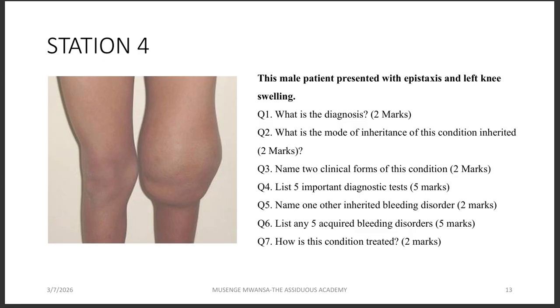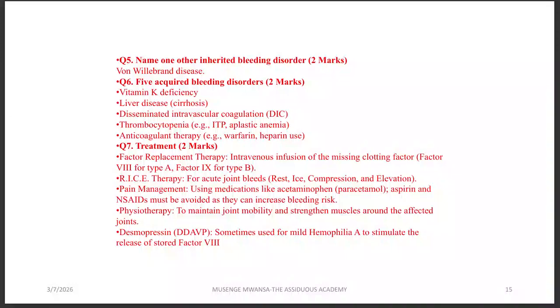So how is this condition treated? The best thing that you want to do for the patient is replace the factor that has been lost. Factor replacement, very, very important. Okay. And then manage the pain, because those joints are going to be painful a lot. Actually, they are also our colleagues. It should be a multidisciplinary team.